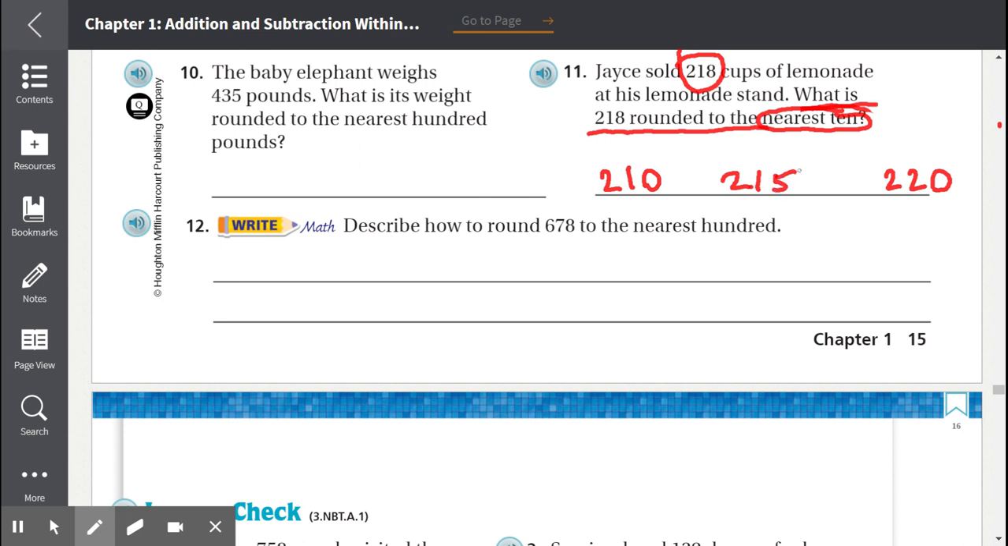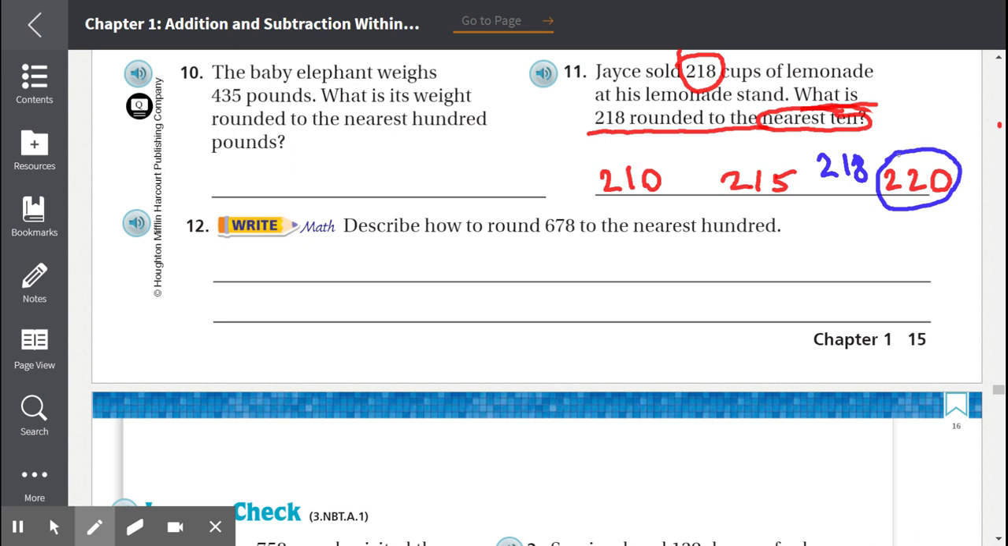Now we can locate and label 218 on this number line. So 218 would be after 215. So it would be between 215 and 220. So 218 would be right here. So that means 218 is closest to 220 when we're rounding to the nearest 10.